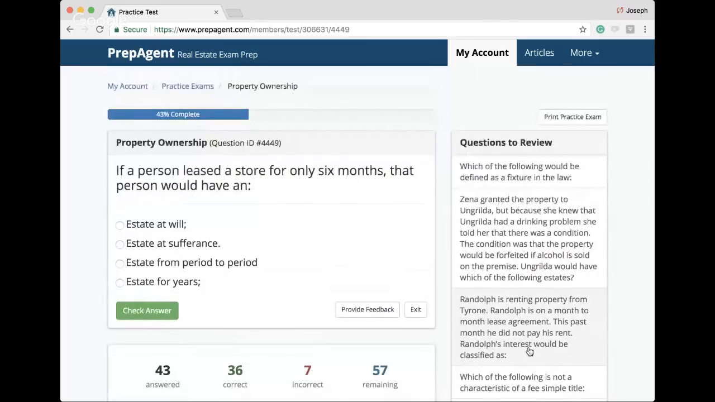If a person leased a store for only 6 months, that person would have an A, estate at will, B, estate at sufferance, C, estate from period to period, or D, estate for years. What do you guys think?